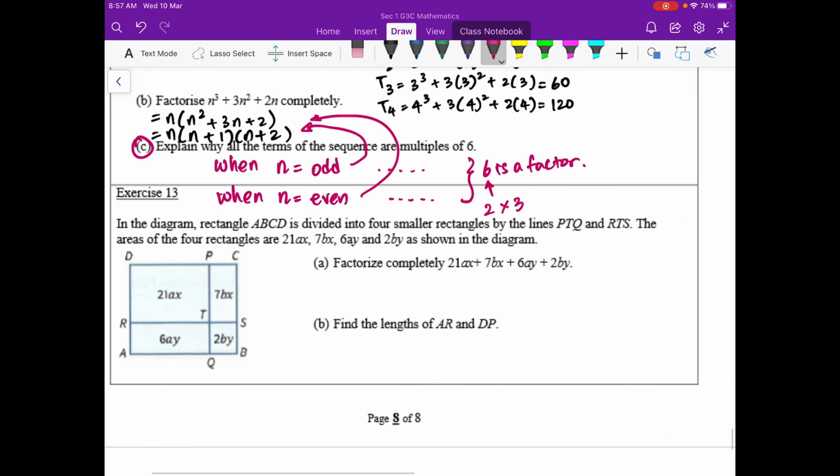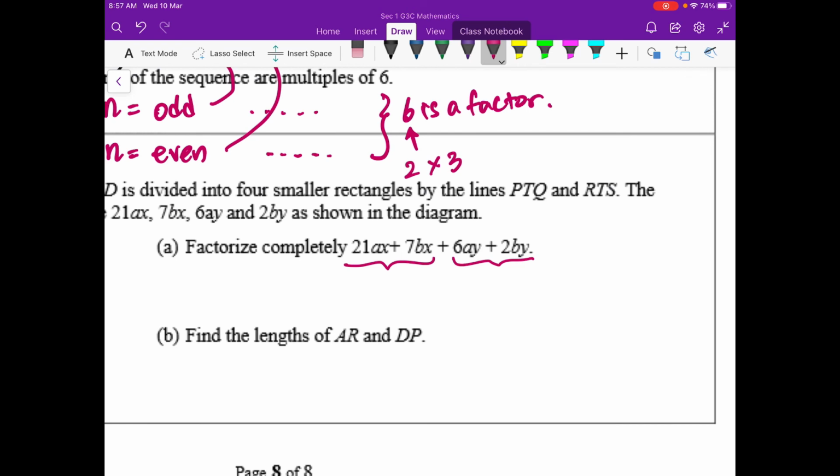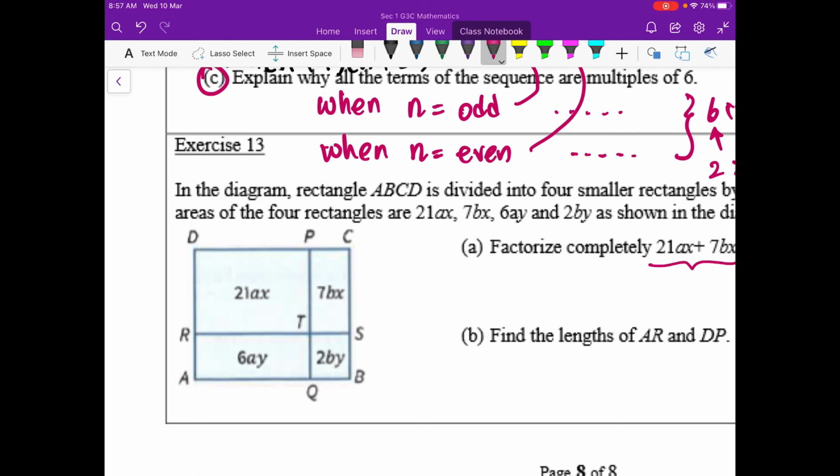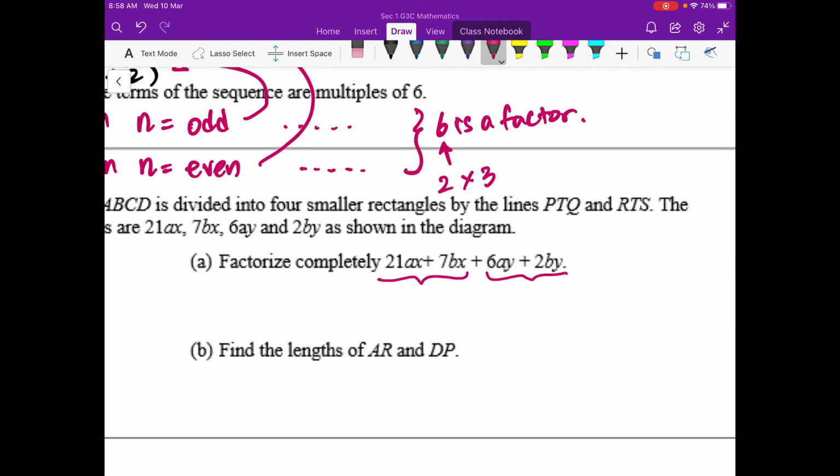Wow, it doesn't really look like there are common factors. But we can consider pairing them up, like what we have learned in Sec 1. Or, if you want to go by using a multiplication frame, that means, for example, 2by. In order to obtain 2by, perhaps this will be 2b and this will be y. So you can go and try out the combination. Maybe it is supposed to be 2y and b instead. You can go ahead and do that. But I think the easier way is just to pair them up.